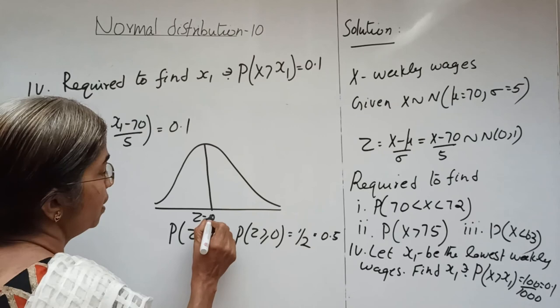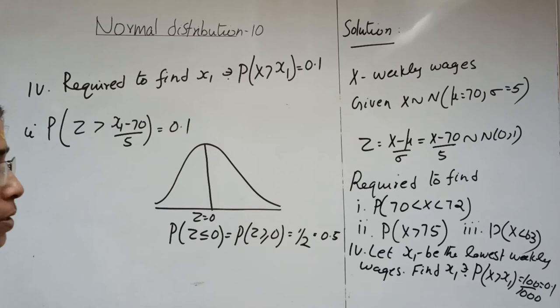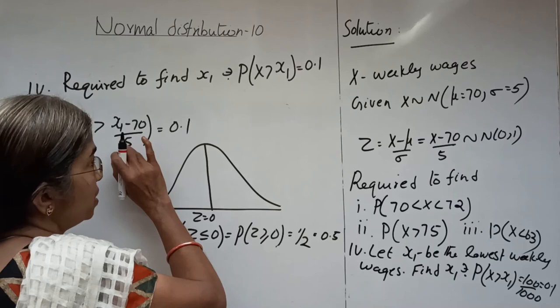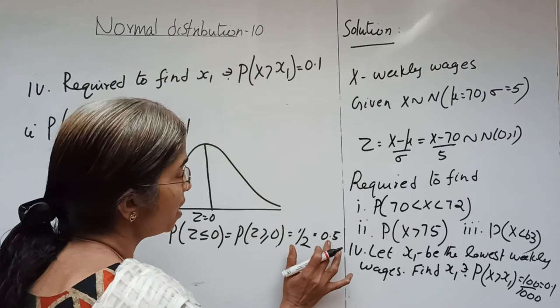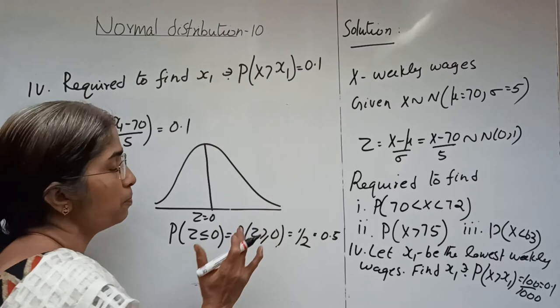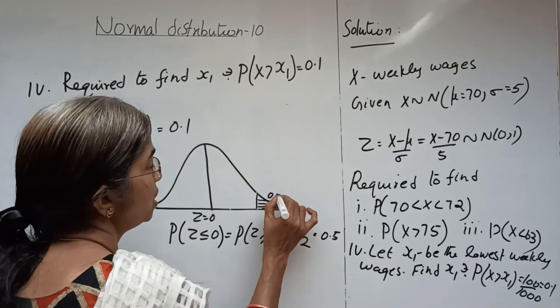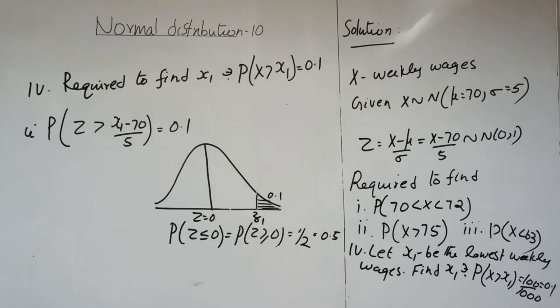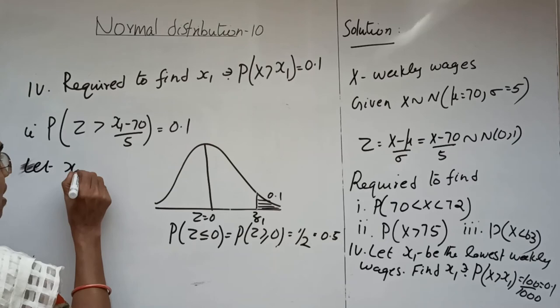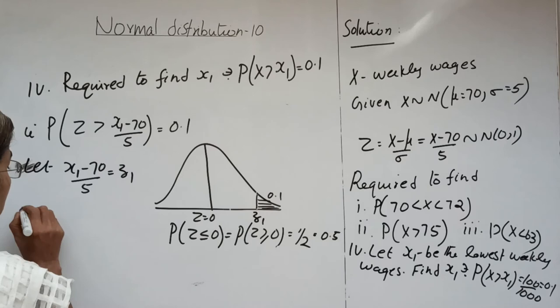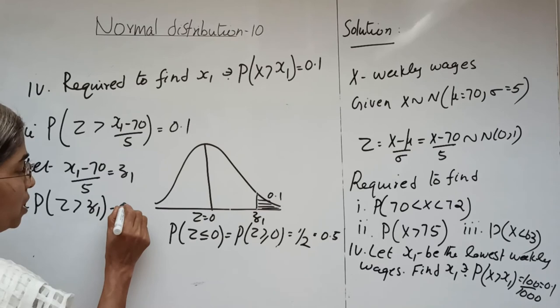So we have probability z greater than or equal to 0 is 0.5. And hence, probability z greater than or equal to a value which equals 0.1, less than 0.5, implies this value corresponds to somewhere here on the positive axis, as the area from that point to infinity is 0.1. Let us consider it as plus z1. That is, let us write (x1 minus 70) by 5 equal to plus z1. So we have probability z greater than z1 equal to 0.1.